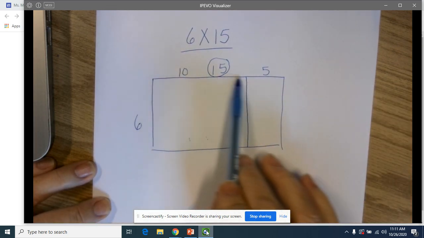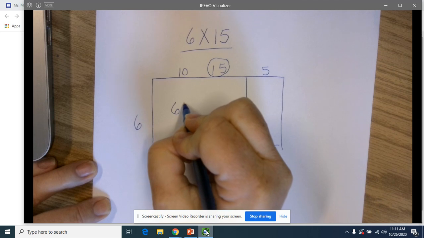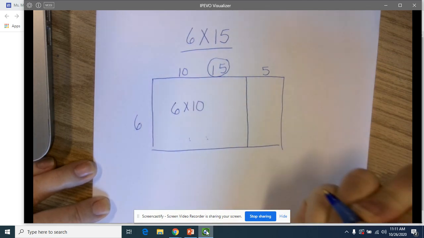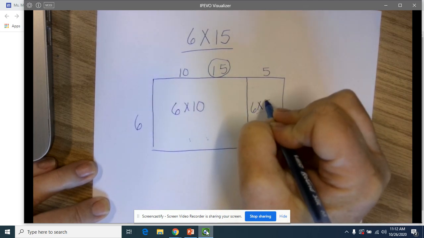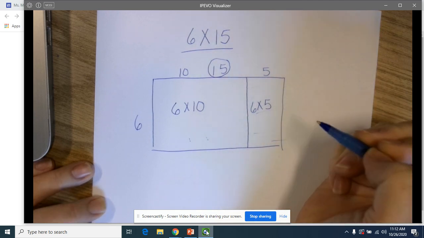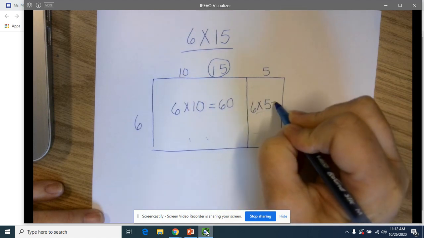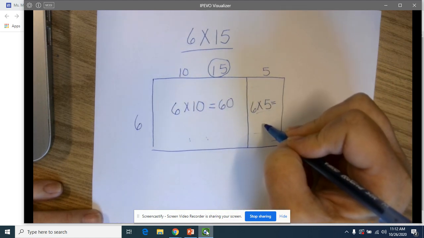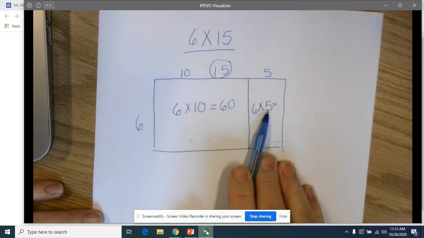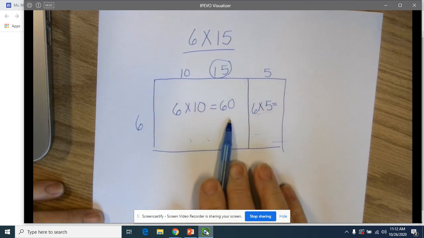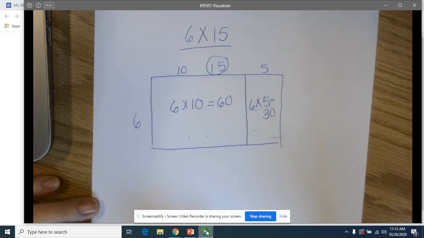So now the dimensions of this array, 6 rows of 10 students, or 10 columns. And here we still have our 6 rows of 5 students, or 5 columns. So 6 times 10 equals 60. 6 times 5 equals, actually 6 times 10 is double 6 times 5. So 6 times 5 is half of 6 times 10. It's 30.